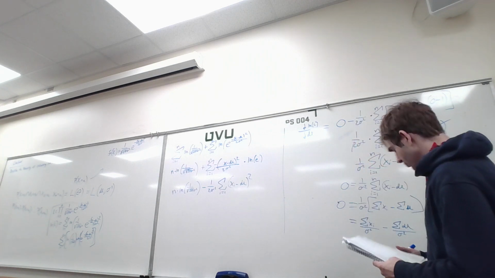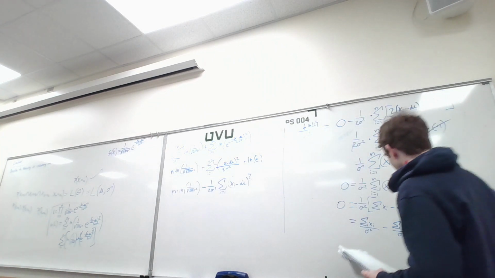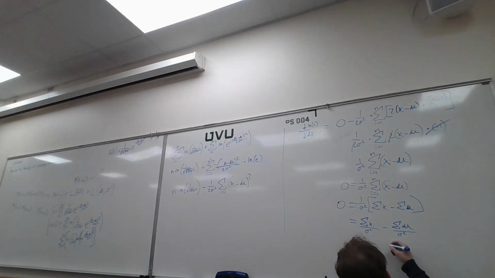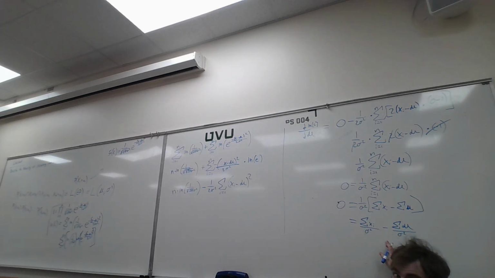The sum of mu is just a sum of a constant. Can people still see if I write down here? So this is equal to the sum of xi over sigma squared minus the sum of mu, which is a constant, so minus n times mu over sigma squared.